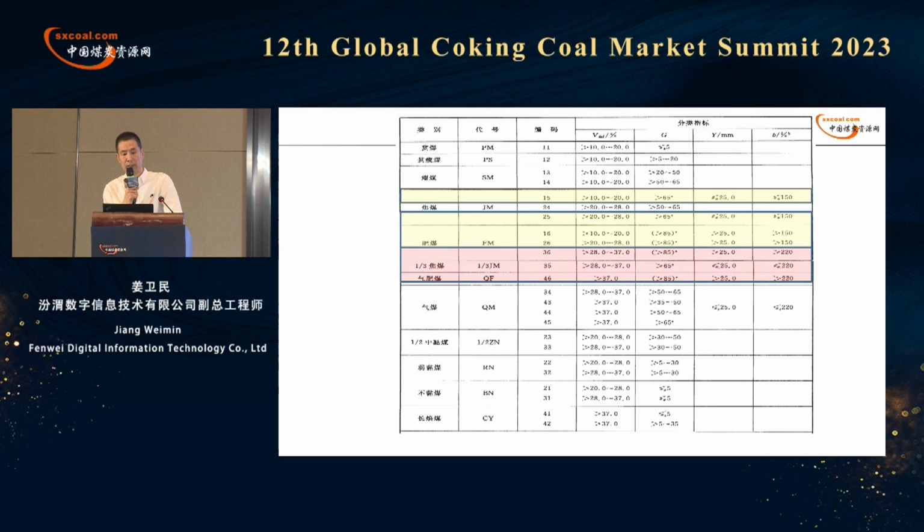So this is the standard at the national level. The yellow marked one is 15 fat coal, 24 coated coking coal, 16 to 26 of fat coal.